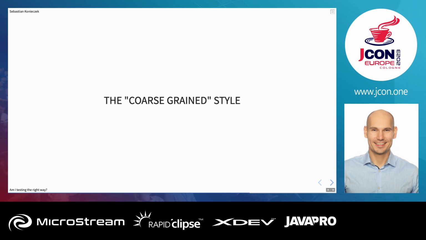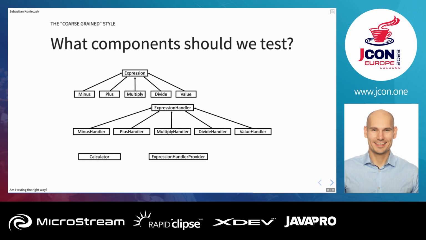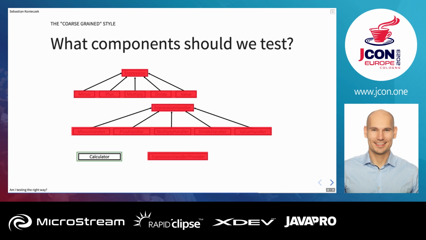So let's go to the coarse-grained style now, and this will be a little bit faster, I promise. So we'll be through in a minute. No worries. So what components should we test here then? Just a quick reminder. For the coarse-grained style, we test our feature only through its public interface, and the public interface of the calculator is only the calculator. So for the coarse-grained style, in this case, we only need a test for the calculator.